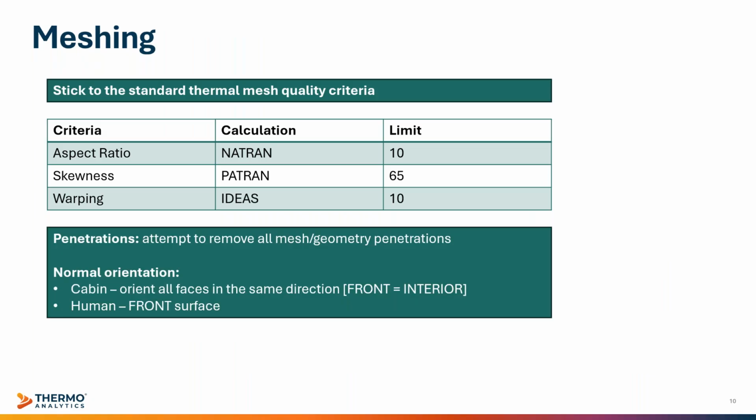Along with that general quality criteria, you also want to be checking for penetrations. When you import the human into the vehicle geometry, make sure that their head isn't popping out of the roof and their feet aren't intersecting with the floor.